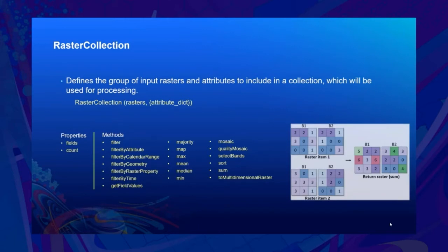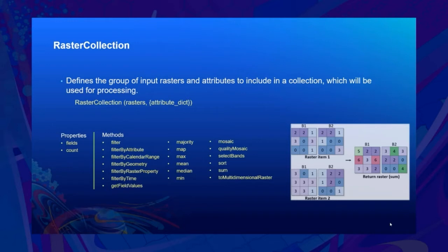You can have different properties like field and count, but the most important and probably useful things are the filters, through which you can filter them and do the operation based on the subset that you want. You also have different methods that give you some statistical information like max, mean, median. But the most powerful and interesting one is the map, where you can use map to apply any function or function chain to your entire collection.